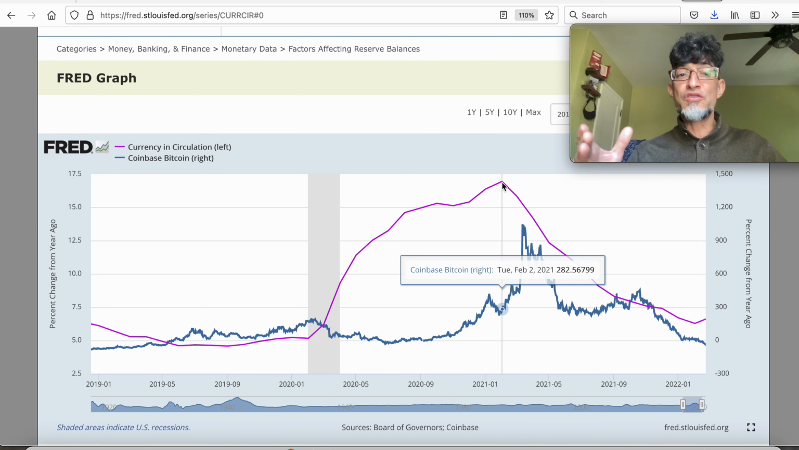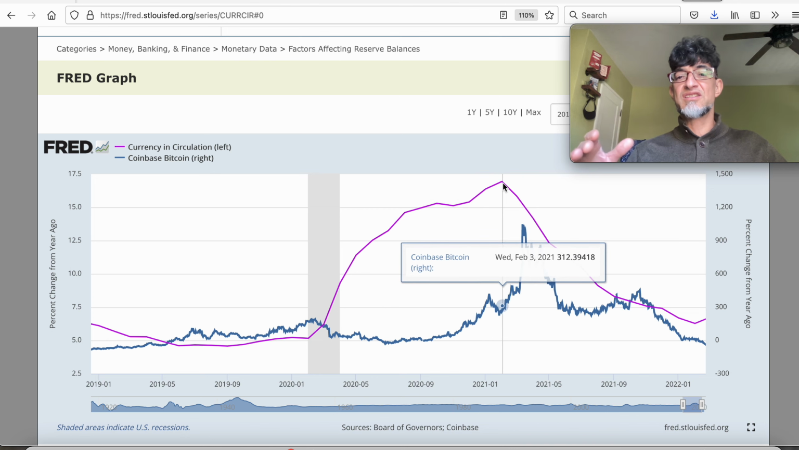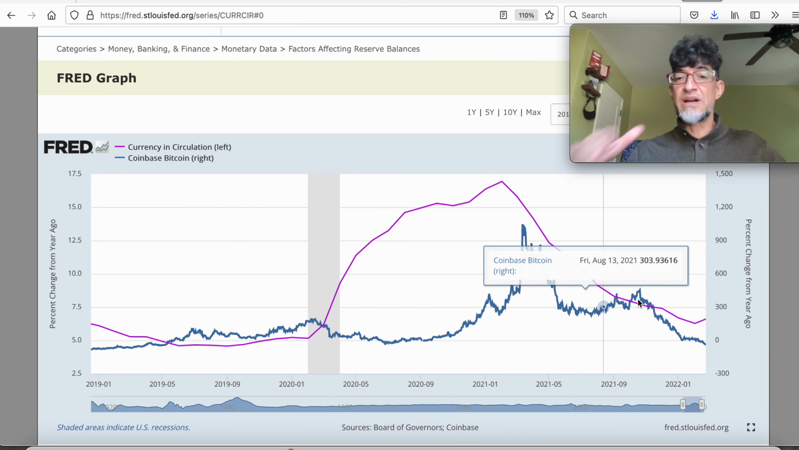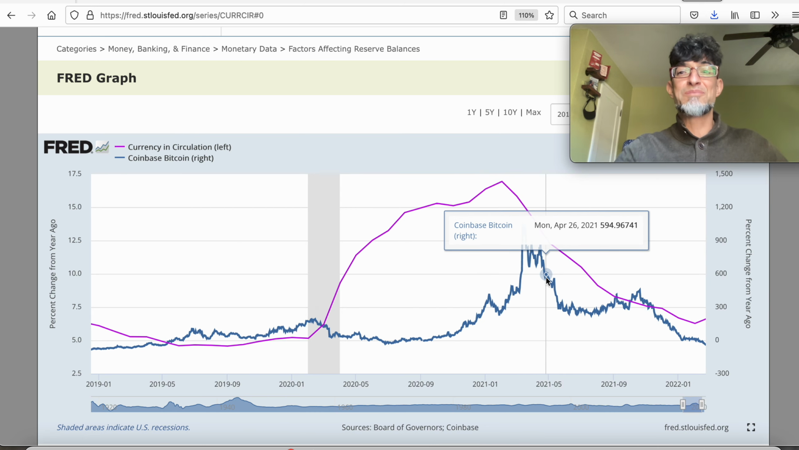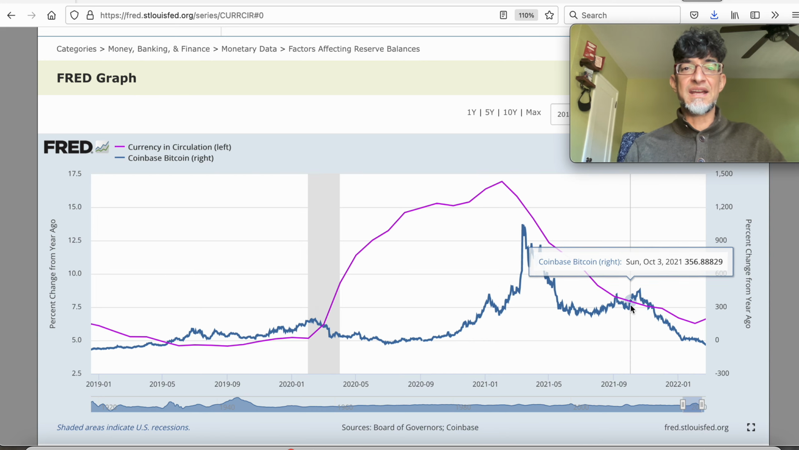And an interesting tidbit is that Cathie Wood stocks, basically exponential age stocks, growth stocks, they topped in February of 2021, and so did currency in circulation. Coincidence? I think not. And crypto and Bitcoin topped a month later, as you can see here in March. Now, as currency in circulation is declining, I don't need to tell you, there's a lot of pressure on growth stocks because they're declining.